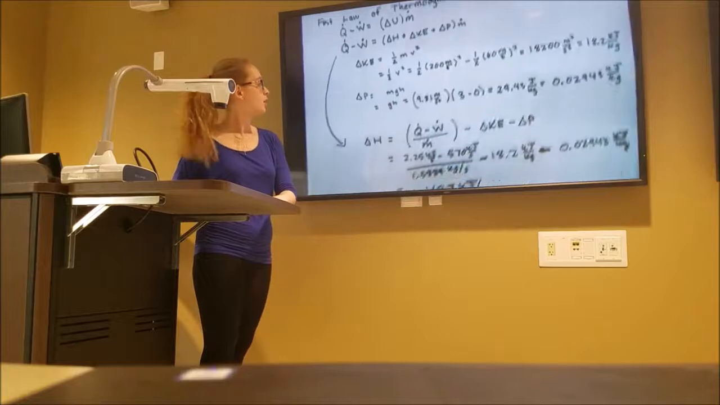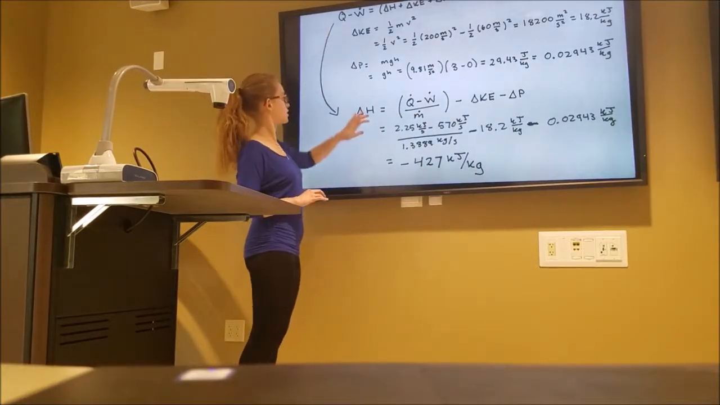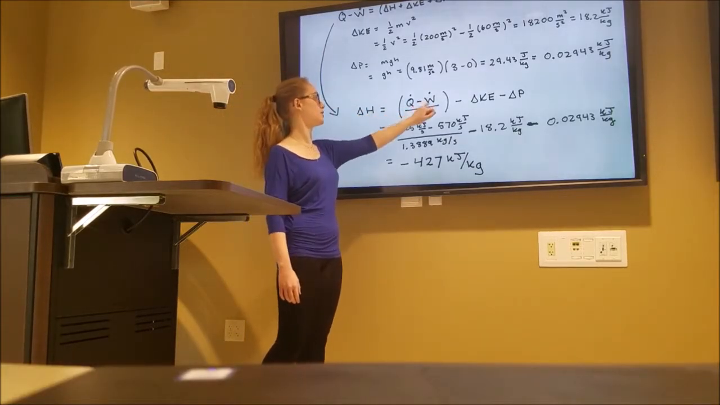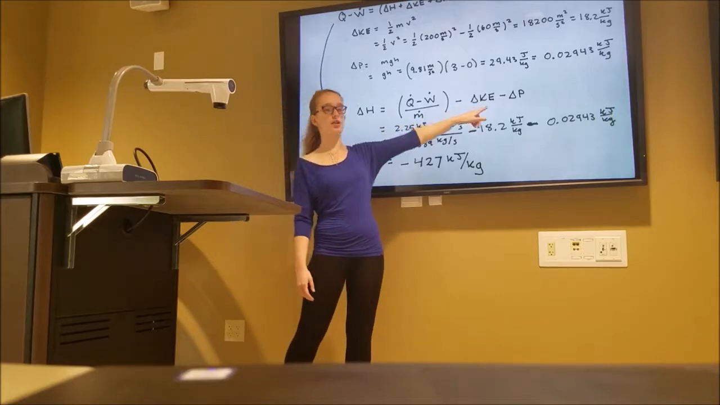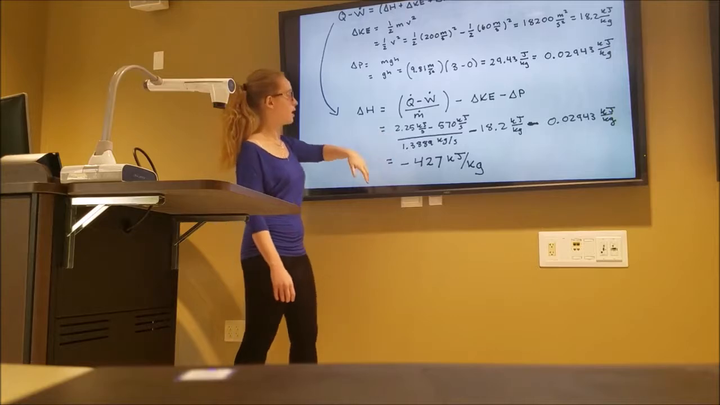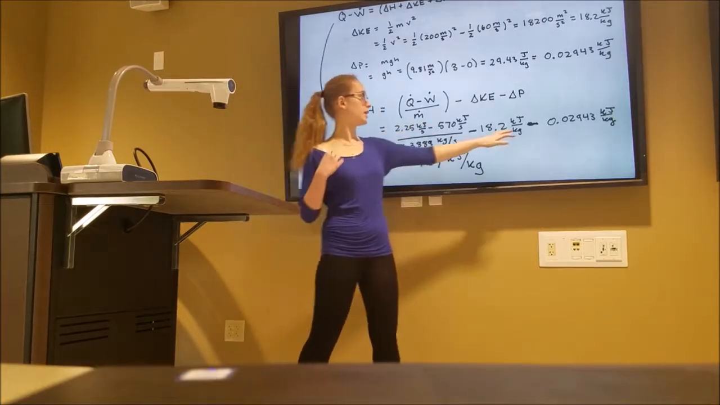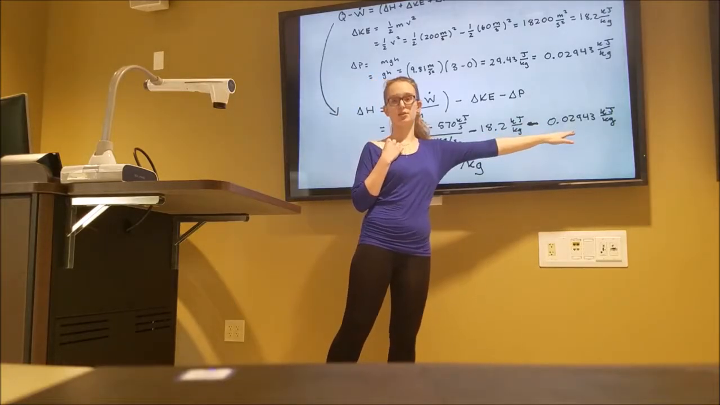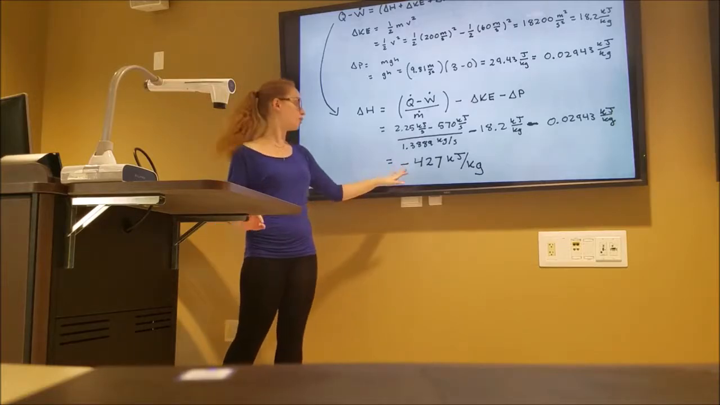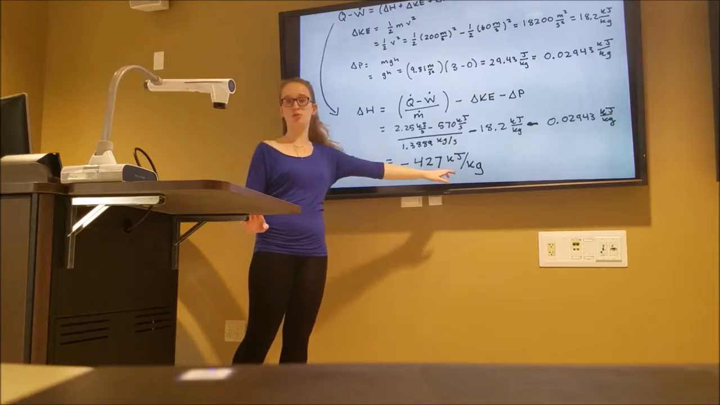So now that we have all these values, we can rearrange this equation to solve for delta H. So rearranging, we see that delta H is Q minus W over M minus the change in kinetic energy minus the change in potential energy. So we plug in all the values that we found, the Q, W, and M from the problem setup, and we just calculated the change in kinetic energy and the change in potential energy. And once we plug that into our calculators, we find that the change in enthalpy from point 1 to point 2 is minus 427 kilojoules per kilogram.